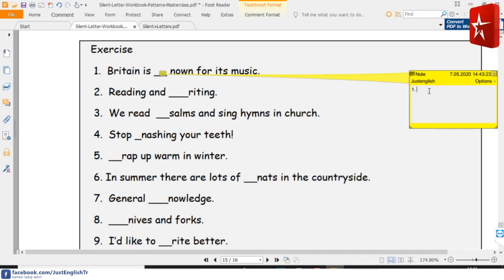Umut Doğan says it is noun. Yes, it is noun. K is correct. Okay, noun. Yes, Britain is noun for its music. Like K and N combination, if they come together, we don't pronounce K. Okay, noun. Reading and, yeah, one of the easiest words. Reading and.